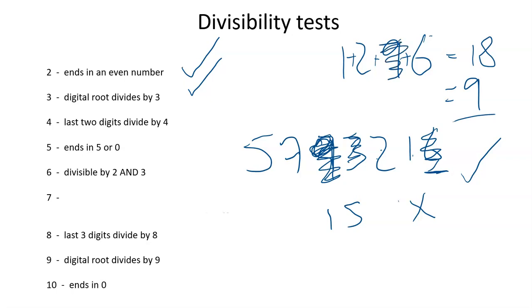Say, delete the 9, and then 6, 2, and 1 is 9, so it divides by 9. So those are all quite neat.